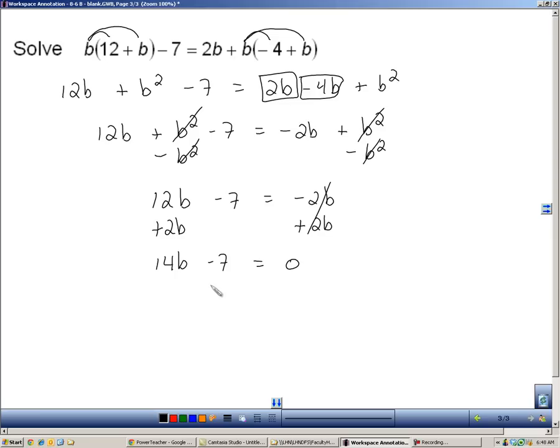Now isolate the b first by adding 7 and then dividing by 14. So b equals 7 over 14, which reduces to 1/2.